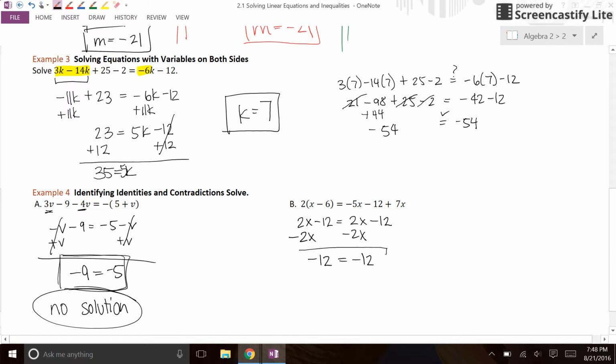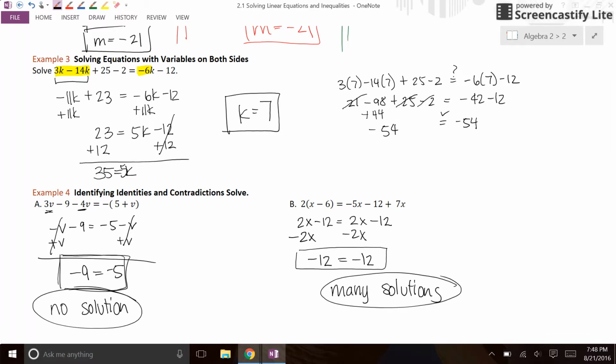Oh, wait, this is actually a true statement. Negative 12 does equal negative 12. So that means there's many solutions. There's so many. There's tons of answers that you could pick that would work in this problem. And so that's the difference between a many solution problem and a no solution problem.